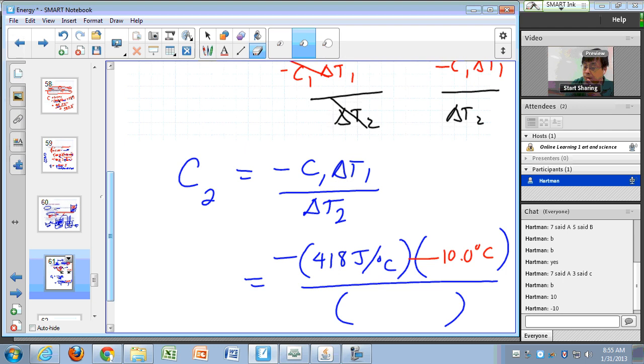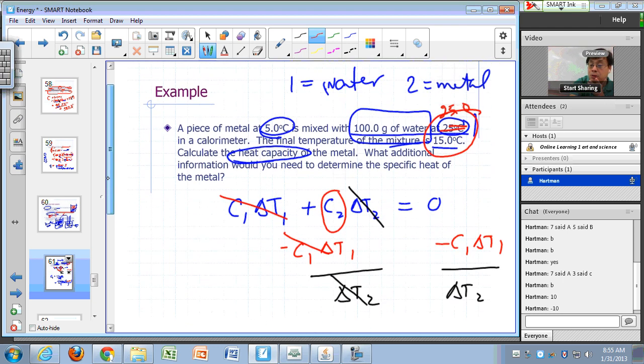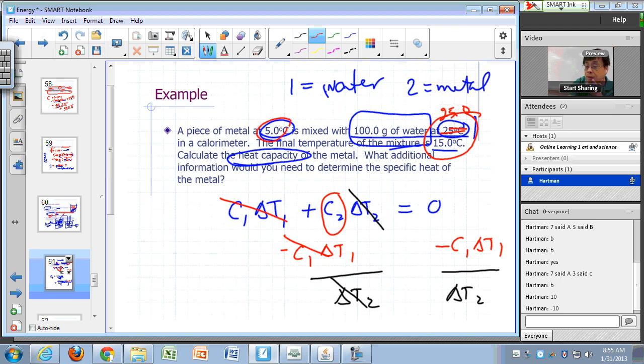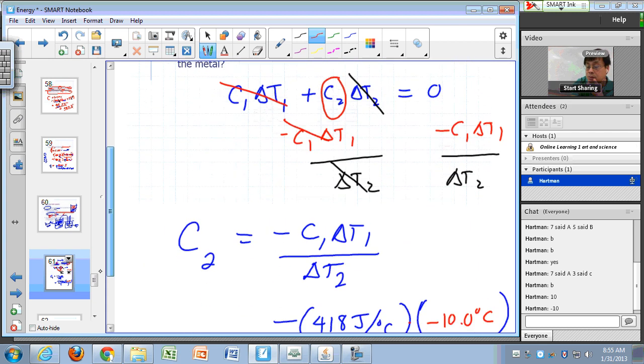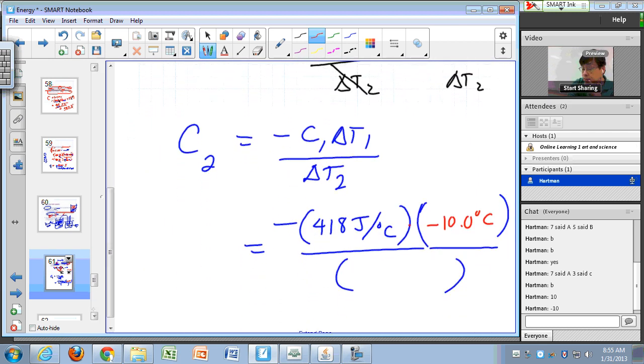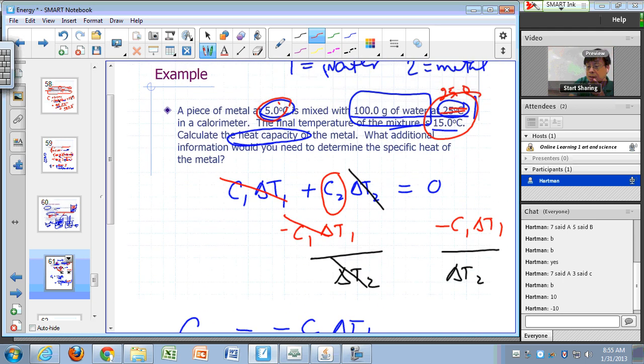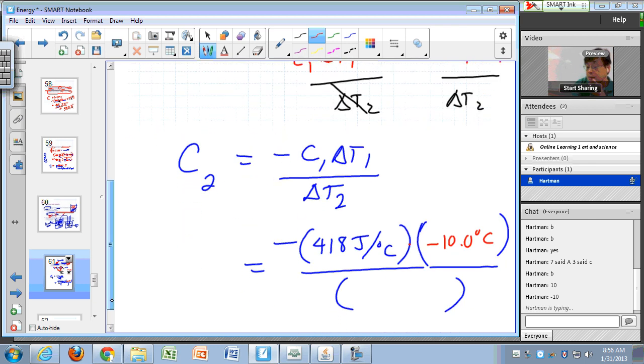Okay, that's negative. What's our delta T for sample number 2, our unknown metal? It went from 5.0 to 15.0. So from 5.0 degrees Celsius initial, the final temperature is 15. So delta T for our metal would be positive 10, right?